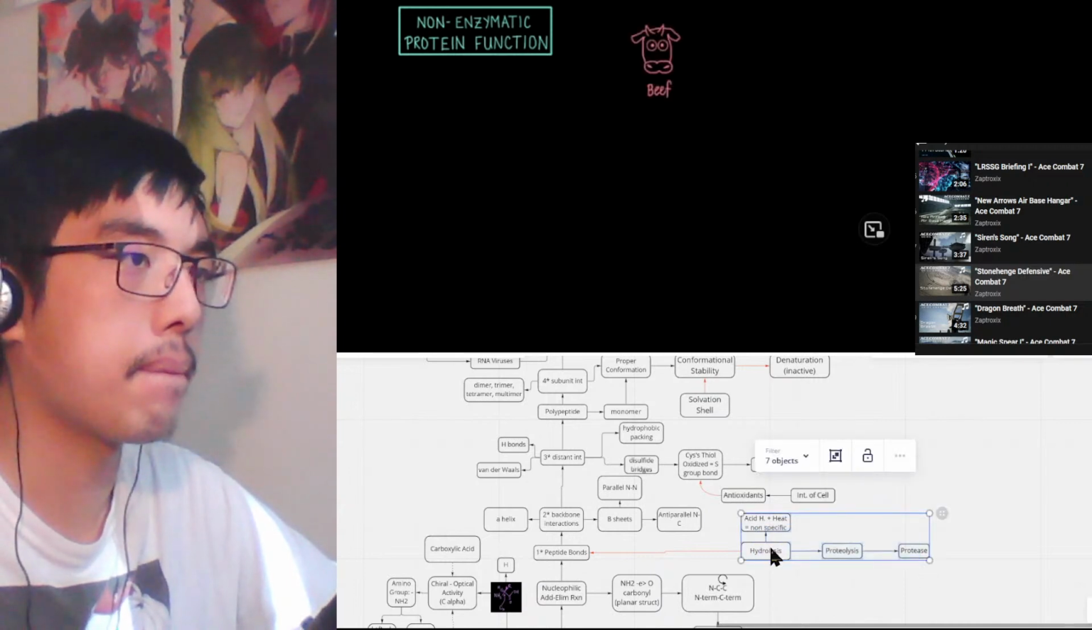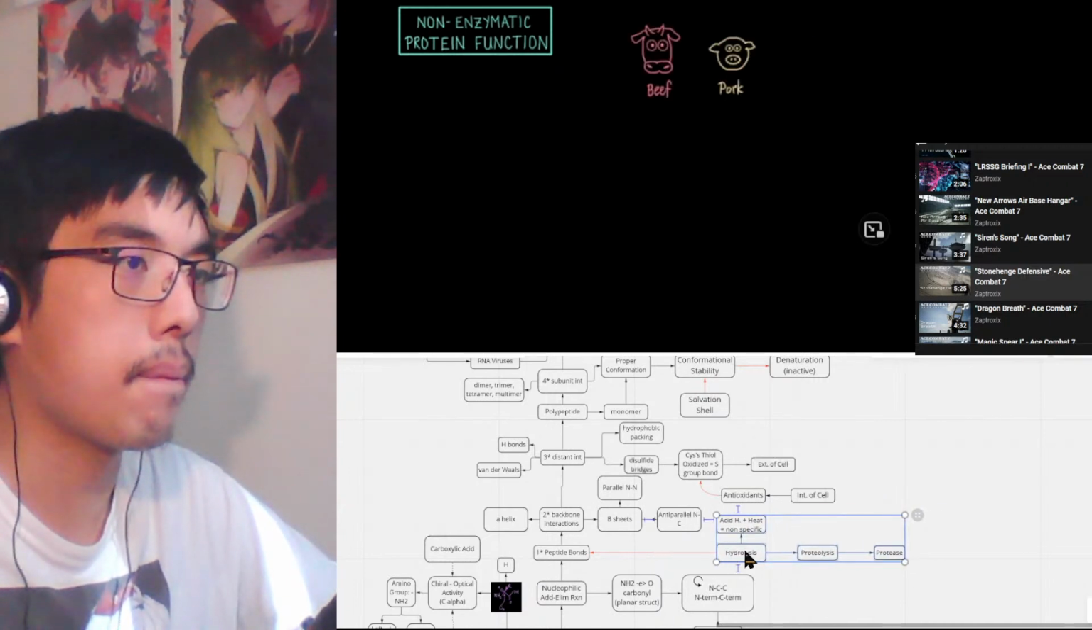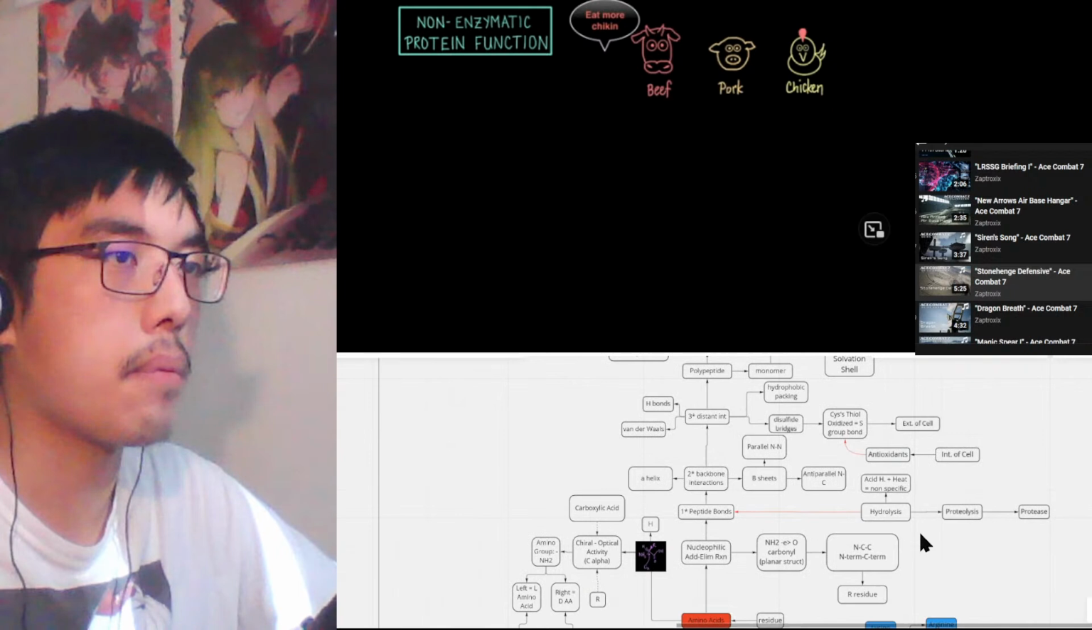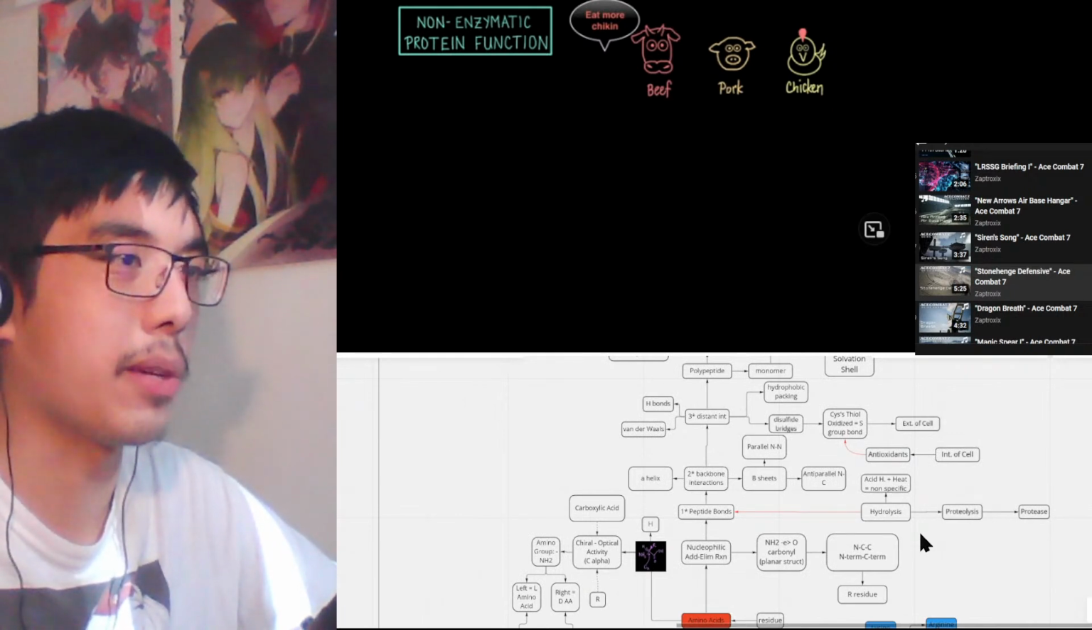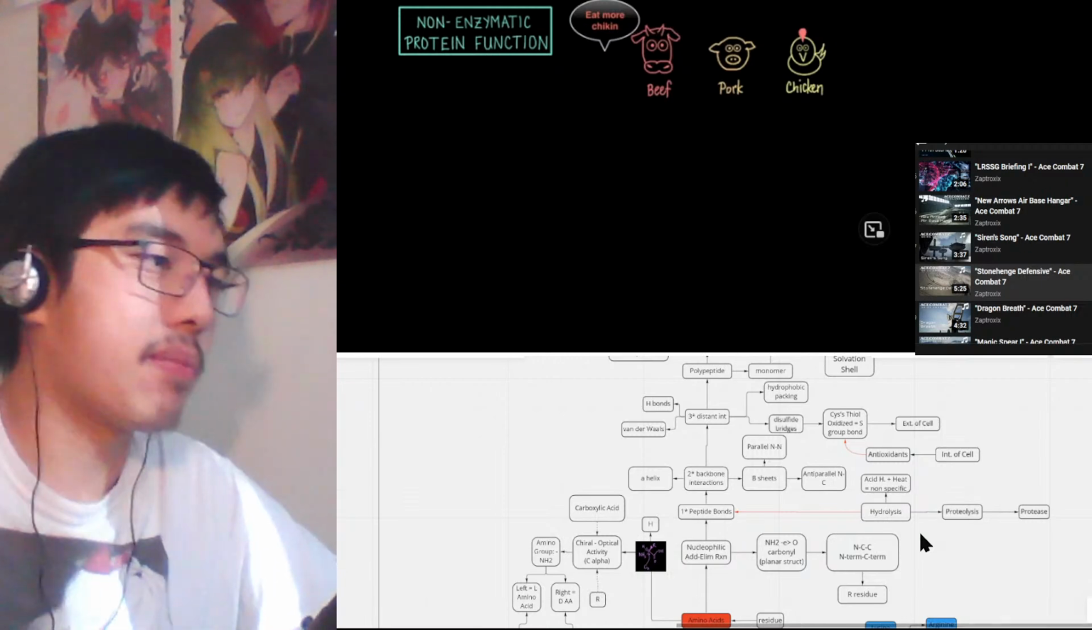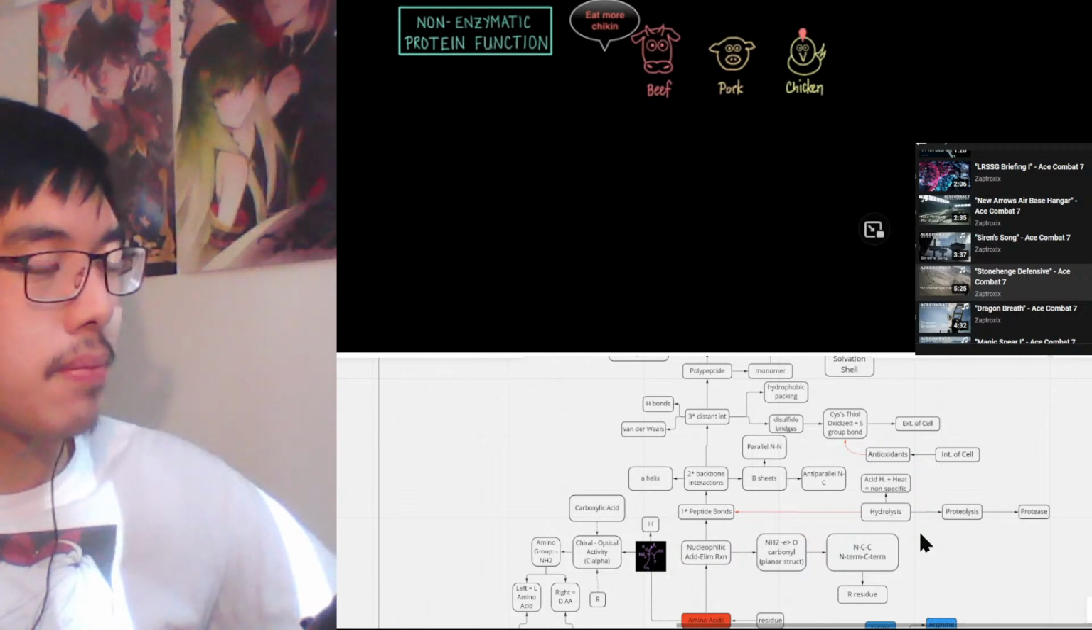We got beef and pork and chicken, right? Those are different types of protein, and that's true. But what about the biochemistry type of protein? As in, what about the large biomolecules that are made up of amino acids? What are all the different types of proteins? And so that's a little bit tougher.